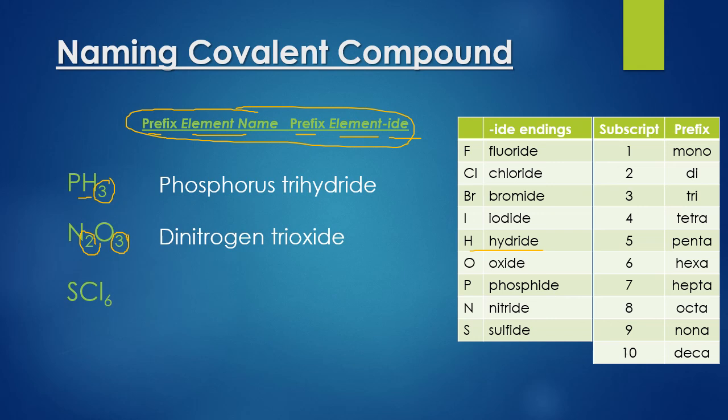Another example, SCl6. So S is sulfur. How many? There's just 1. Since it's the first element present, we are not going to use the prefix mono. So it will be sulfur, and then chlorine becomes chloride. Since there are 6 of them, the prefix going on that one will be hexa, so hexachloride.